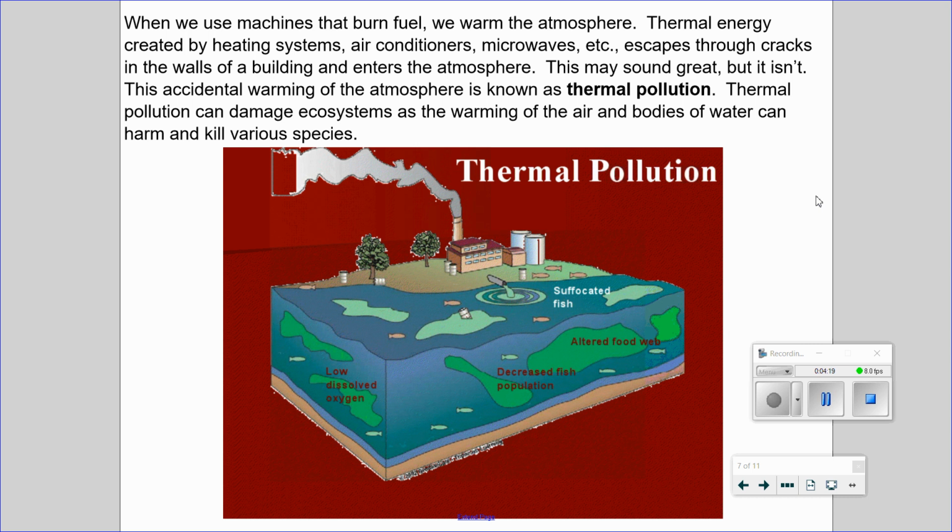when we use machines that burn fuel, we warm the atmosphere. Thermal energy created by heating systems, air conditioners, microwaves, etc., escapes through cracks in the walls of a building and enters the atmosphere. This may sound great, but it isn't. This accidental warming of the atmosphere is known as thermal pollution. Thermal pollution can actually damage ecosystems, as the warming of the air and bodies of water can harm and kill various species.